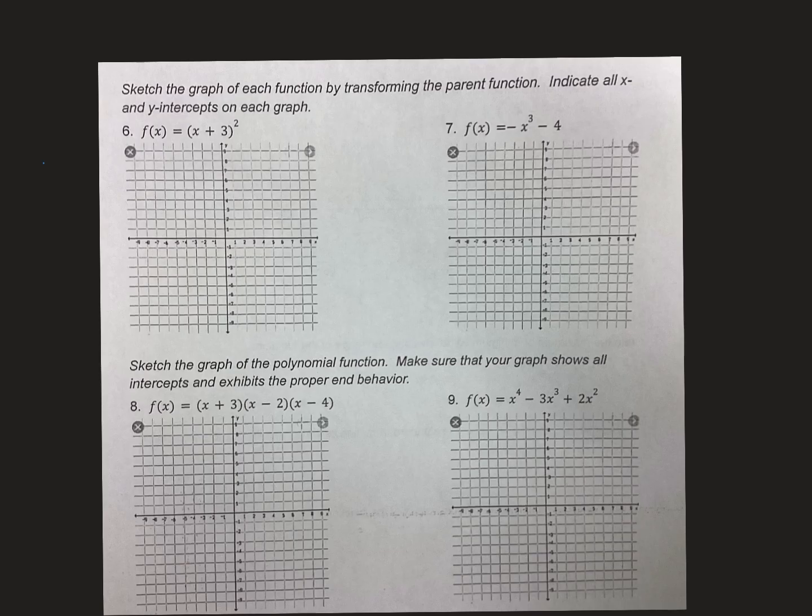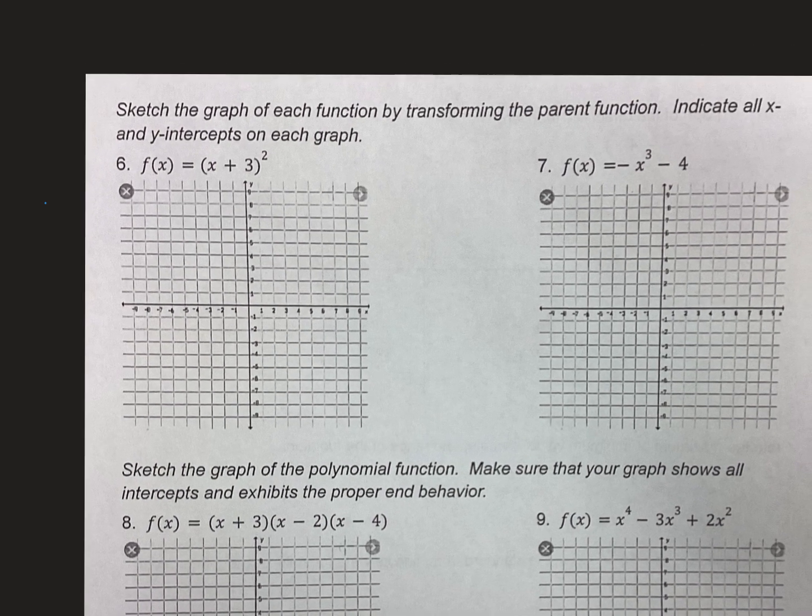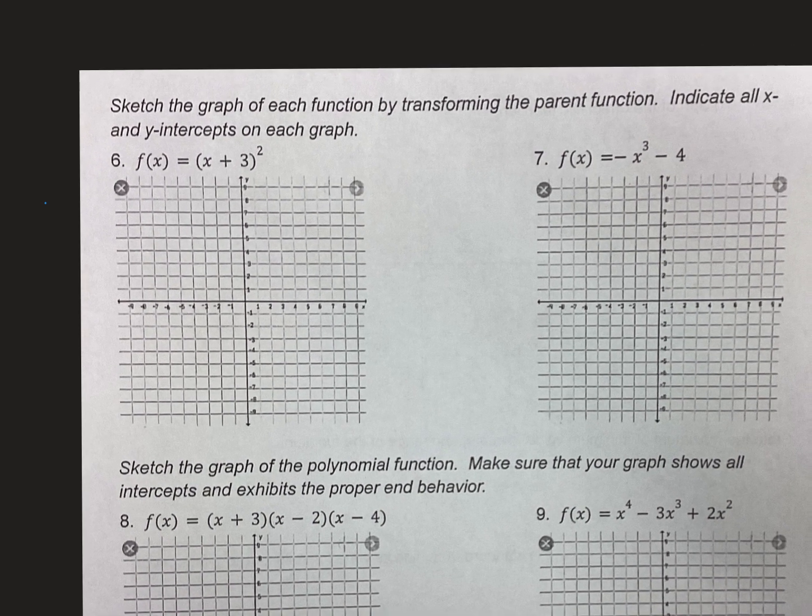Okay, number 6 and 7. Sketch the graphs by transforming, indicate all x and y intercepts. Okay, so first of all, I know that number 6 is the parabola because it's x squared. It's been shifted left 3, there's the x-intercept. To find the y-intercept, remember, put 0 in for x, and if you do that, 3 squared is 9, so my y-intercept is 9. And because it's squared, it bounces off that 0, and because it's even, the left end goes up, the right end goes up, so it's gonna bounce off the 0 and come up just like that.